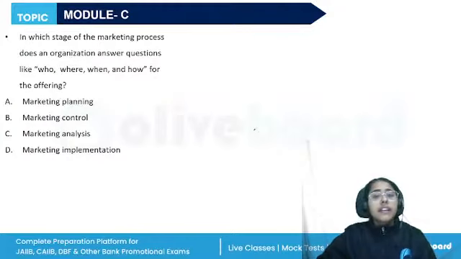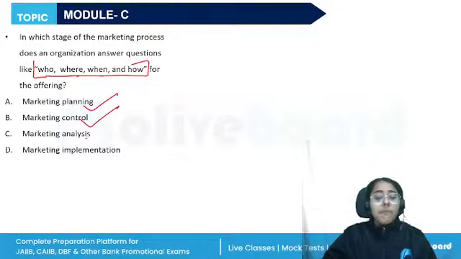Next, in which stage of the marketing process does an organization answer questions like who, where, when, and how for the offering? In the marketing process, there are certain stages, and each of these stage give us a different information or approach. Which of the stage answers questions who should prepare the product, where it should be launched, when, and how? So is it the marketing planning stage, marketing control, marketing analysis, or marketing implementation?